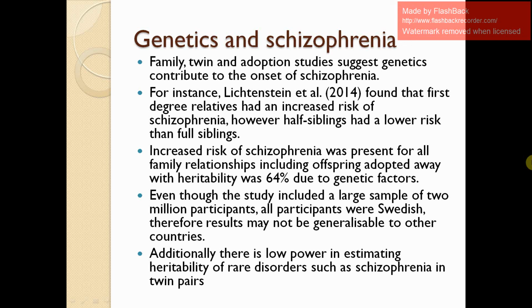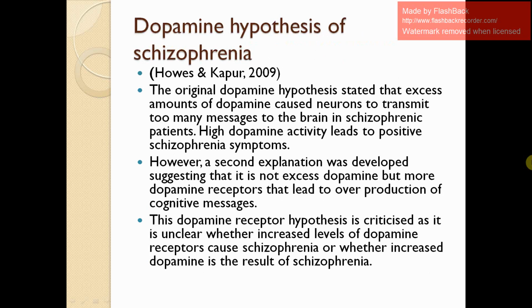Additionally, there is low power in estimating heritability of rare diseases such as schizophrenia in twin pairs. The dopamine hypothesis of schizophrenia. House and Kapur 2009 state that the original dopamine hypothesis indicated that excess amounts of dopamine caused neurons to transmit too many messages to the brain in schizophrenic patients. High dopamine activity leads to positive schizophrenia symptoms.